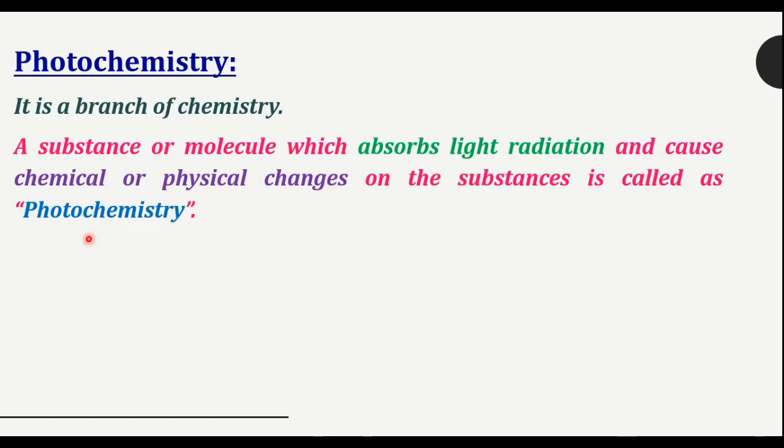So what is happening? You are taking a molecule, and this molecule on irradiation with light will undergo excitation. Excitation always takes place in electronic levels here, right? Because we are going to use UV visible radiation in organic photochemistry, and finally the products are obtained with chemical change or physical change. So the complete study is called photochemistry.